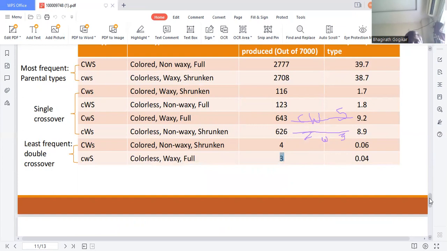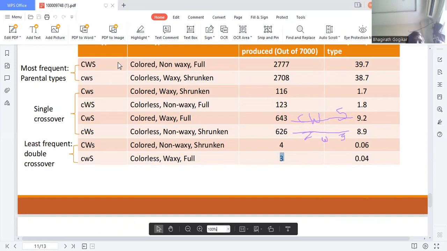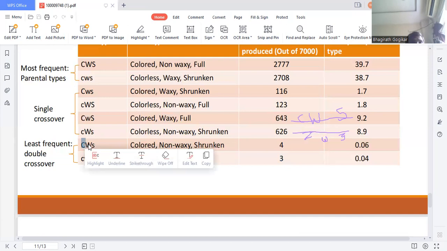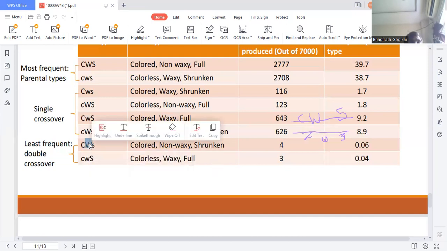In this double crossover, we can easily identify which gene is in the middle. For example, in the parent CWS and the other homologous chromosome containing recessive genes, which gene is changed? C is the same as the parent. Capital W is also the same as the parent, but small s is there. Small s is nothing but shrunken. Here capital S is there, full. So the S gene is in the middle. Then only we are getting this progeny.